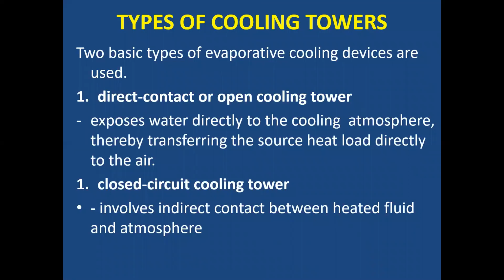Cooling towers are mainly classified into two types: a direct contact or open cooling tower, and a closed circuit cooling tower, which is also called an indirect contact type cooling tower. In the direct contact or open cooling tower, water is exposed directly to the cooling atmosphere, thereby transferring the source heat load directly to the air. So in this case, the water directly comes in contact with the air for cooling.